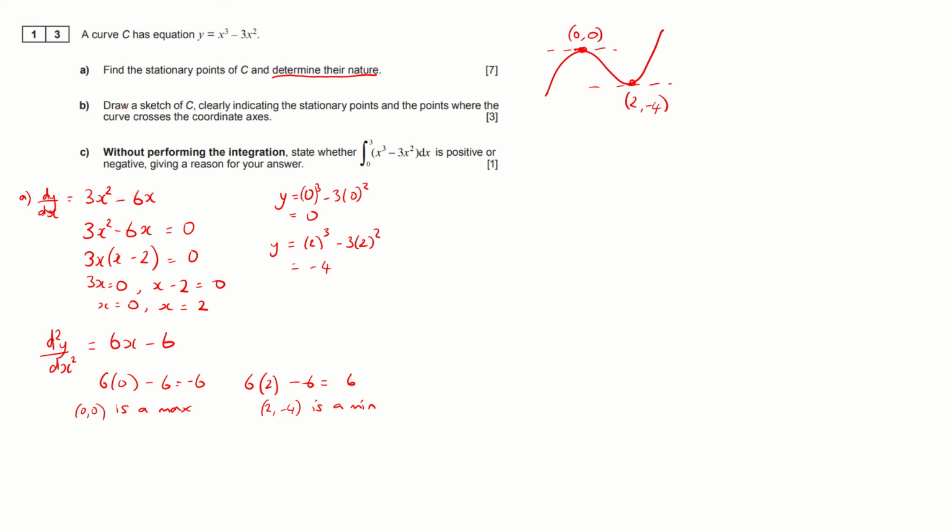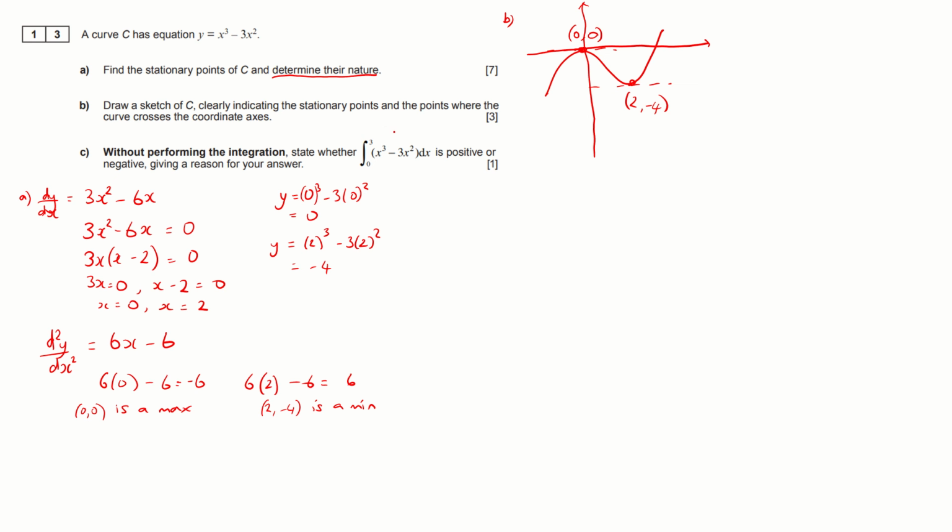Okay, part B. Part B wants a sketch of C, clearly indicating the stationary points and the points where the curve crosses the coordinate axes. Well, I'm just going to add axes. Sorry, my diagram drawing skills are not so good without a straight line tool. So we have x and y axes. That's roughly what it's going to look like, because 0, 0 is there, and 2, minus 4 down here.